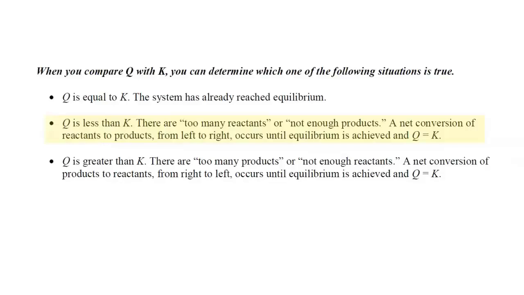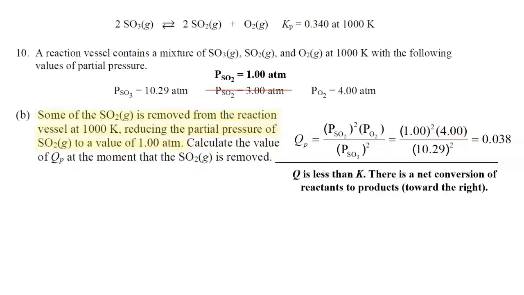They took away some of the SO2, which is a product, so that caused Q to become less than K, and there should be a net conversion from left to right, from reactants to products, until eventually equilibrium will be reestablished again. So Q is less than K. There is a net conversion of reactants to products from left to right.